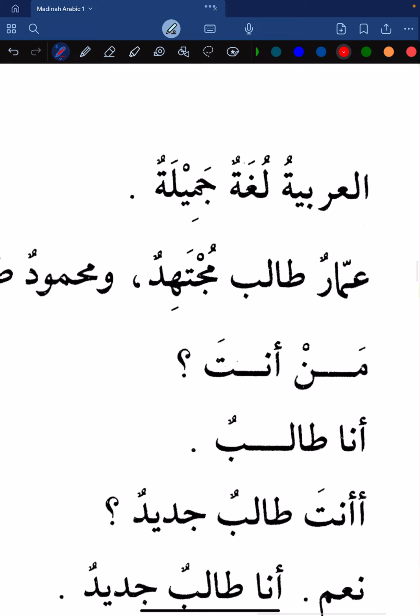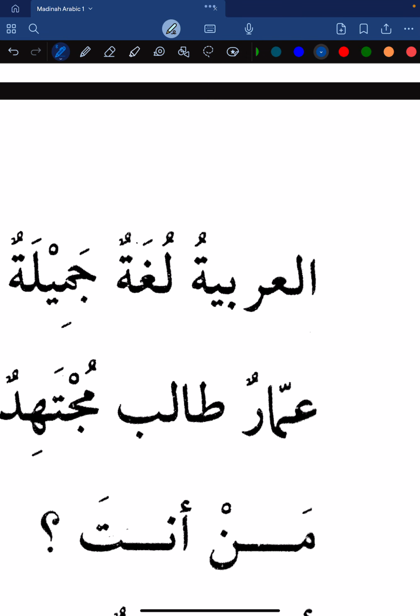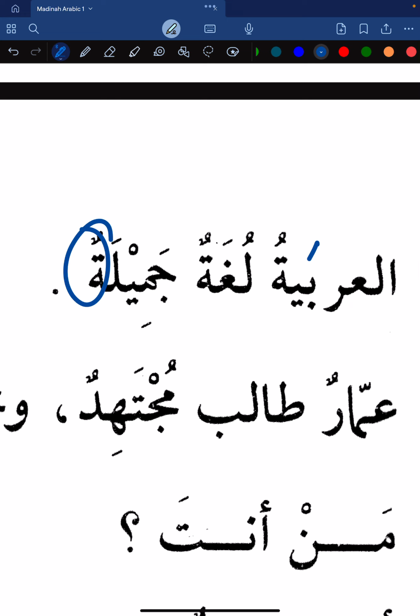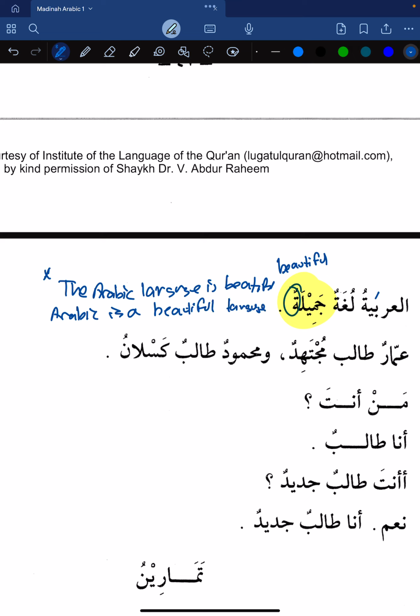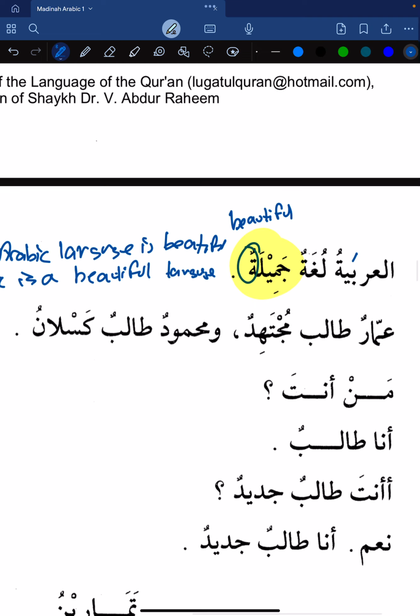Okay, I love this. العربية لغة جميلة. What is جميل? جميل means beautiful. Terrible writing, not very beautiful. So it's saying the Arabic language is beautiful, or Arabic is a beautiful language. I don't really emphasize how you translate it. As long as you get the thing right, I'm going to give you marks.